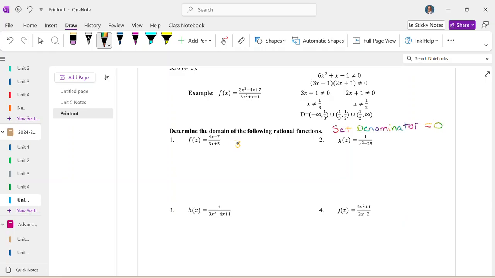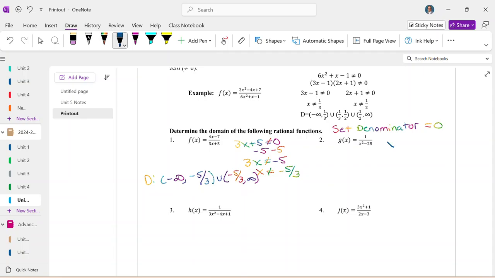So for example, here we go: 3x plus 5 does not equal 0. So subtract 5, and you get 3x does not equal negative 5. x does not equal negative 5/3. So that means the domain is from negative infinity to negative 5/3, union negative 5/3 to infinity. Right? So basically what we're saying is all real numbers except negative 5/3. That's why you put the parentheses around negative 5/3 instead of the brackets.